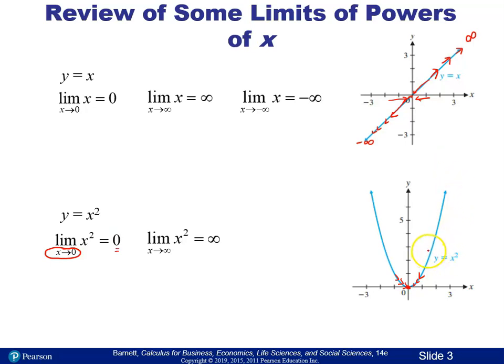Okay, as x goes to infinity, that means we're following it up here, and that's taking us to positive infinity. As x goes to negative infinity, which means moving in this direction, we're going to follow it, and it's also going to go to positive infinity.